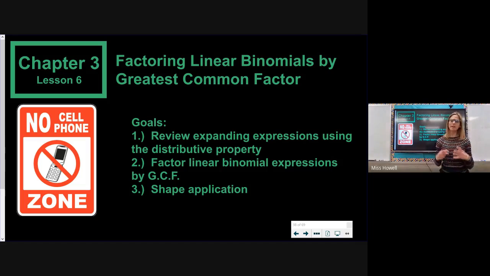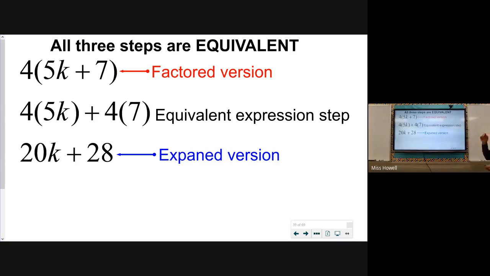So our focus for today are those essential skills that are going to help us ultimately with that process of factoring our polynomial expressions, and more specifically what are called linear binomials. So to start, when we have something that looks like this, that 4 times 5k plus 7, you guys are used to seeing this. It is what's called the factored version. It's what I've been giving you.